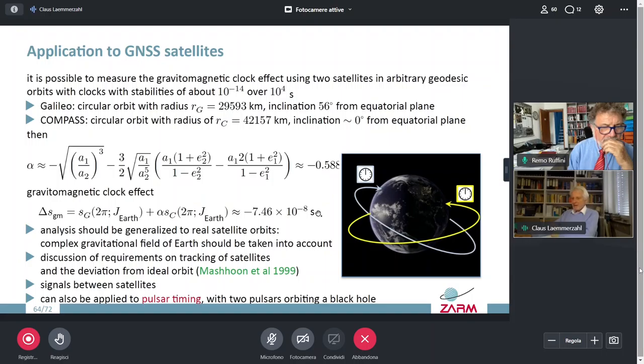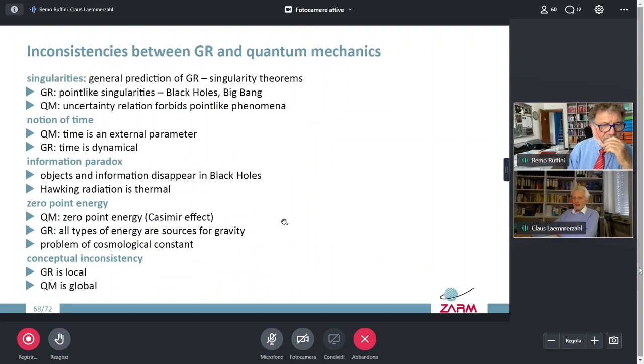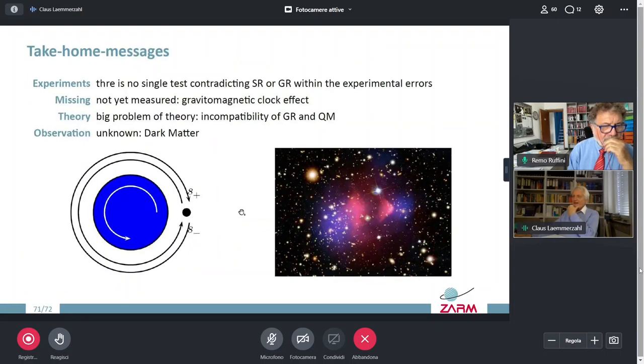This might be measurable, but the problem is in the detail, that is the knowledge of the orbit. So we are just working on that, and I will not go into detail here. And you know, all these are further unresolved questions within general relativity, but this is not the topic of my talk. So I thank you very much.